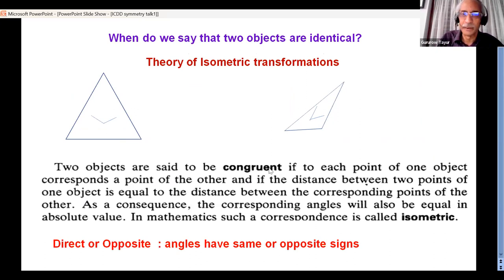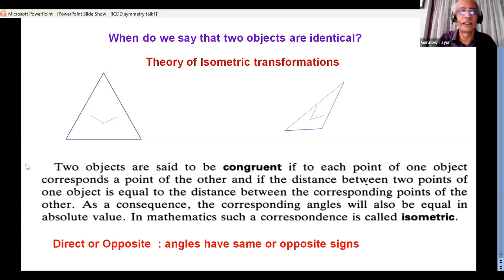Two objects are said to be congruent to each other if to each point of one object corresponds a point on the other. So if you consider point A here, point B there, and point C here, for every A there is an A prime here, for every B there is a B prime there, and for every C there is a C prime. And then the distances AB and BC, and A prime B prime and B prime C prime, will be equal to each other.